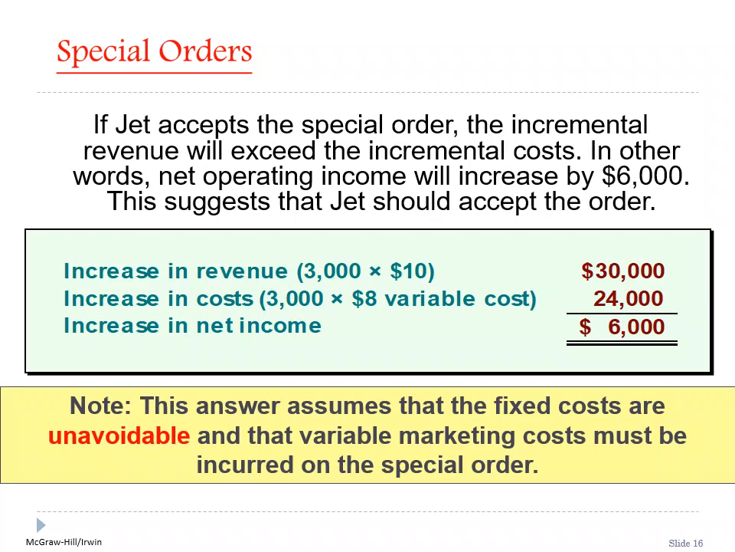Note that in this answer we assume that the fixed costs are unavoidable, and that variable marketing cost must be incurred on the special order. So in this case we considered the fixed cost irrelevant, and therefore we didn't include them in our decision.